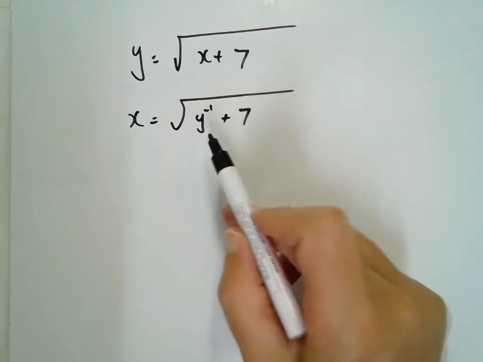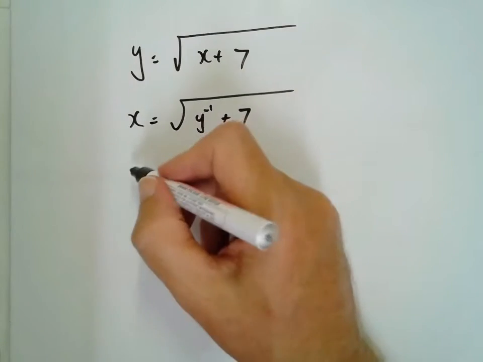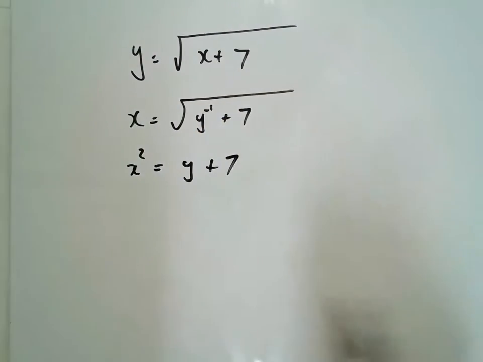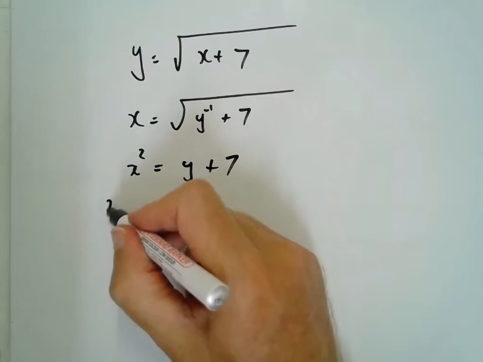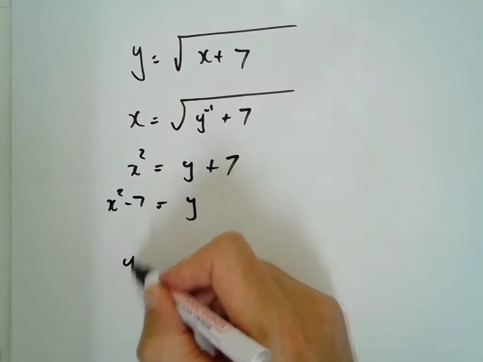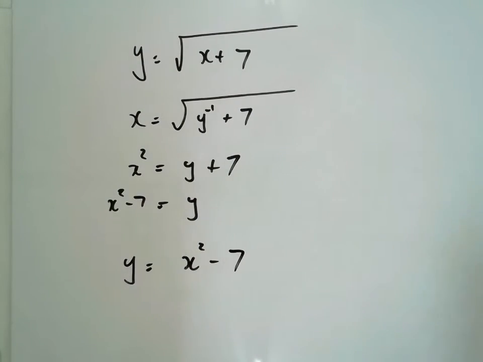Okay, so the first thing I've got to do is get rid of this square root, so I square both sides. And then I want my 7 to the other side. And clearly I can just go y equals x squared minus 7.